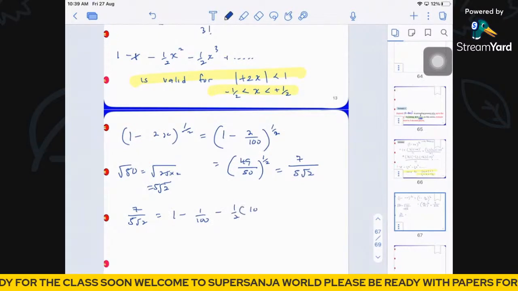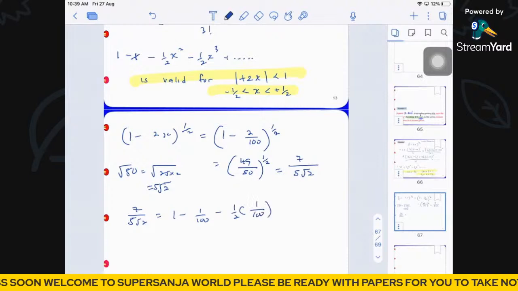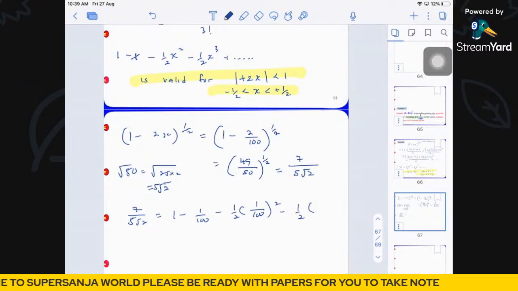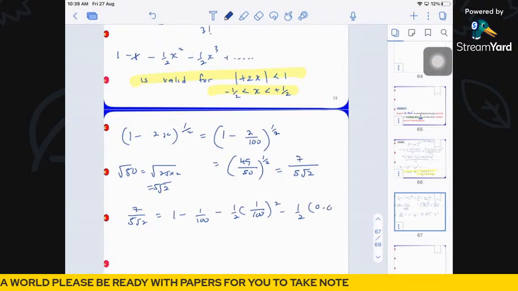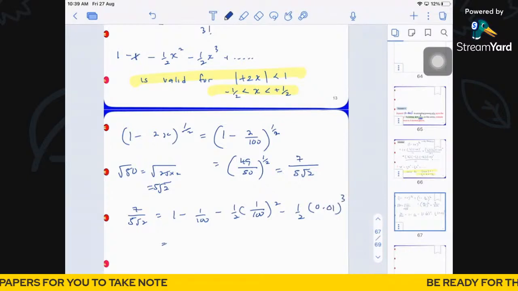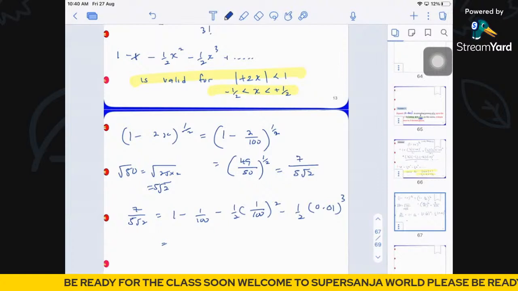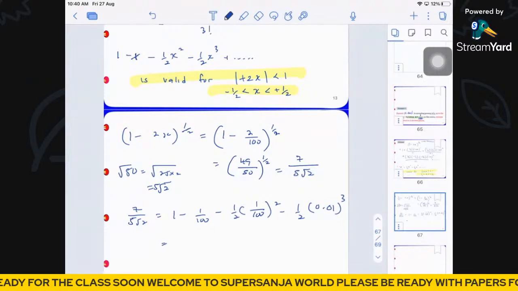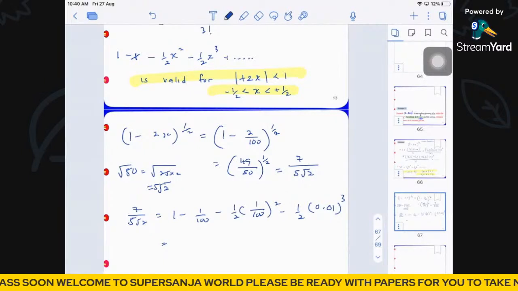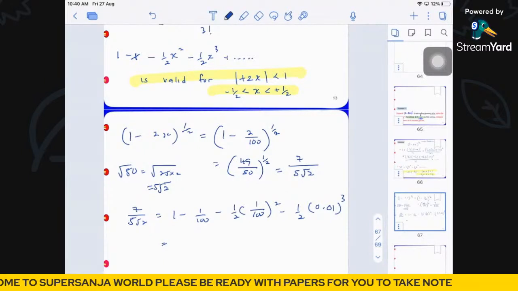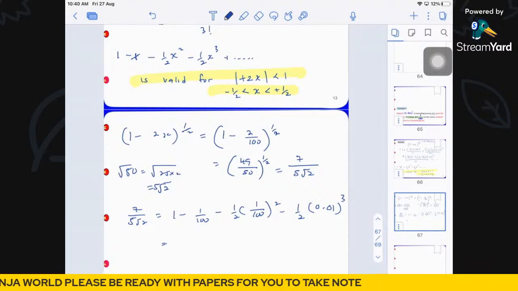minus 1 over 2 times (1 over 100) squared, minus 1 over 2. Instead of putting 1 over 100, you can also put 0.01. Go and calculate this now. Press your calculator: 1 minus 1 over 100 minus 0.5 times 0.01 squared. Press exactly in your calculator. Understand? No problem, right? Everybody knows how to press the calculator, right?